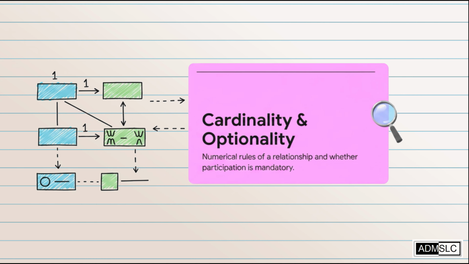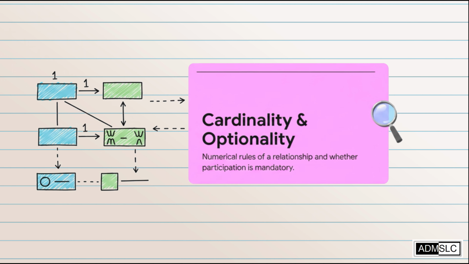So let's break these terms down. Cardinality tells us the numerical rules. Is it a one-to-one, one-to-many, or many-to-many relationship? Optionality, on the other hand, tells us if participation is mandatory or optional. Do you remember those must and may words we used back in the atomic business rules? Well, these constraints are the direct visual translation of those exact words.